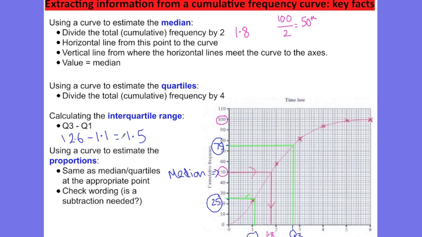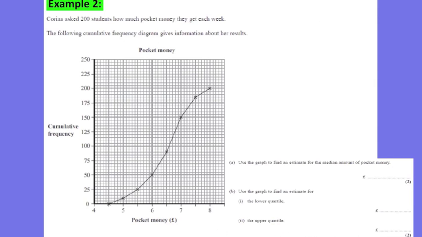You will also need to use the curve to estimate proportions. Exactly the same method as the median and quartile, by finding the point and going across, but it will be at the appropriate point. And you need to check the wording as to whether a subtraction is needed. Is it more than a particular value or less than a particular value? We'll see some examples that will include these 2 points. Let's have a look at this in example number 2.